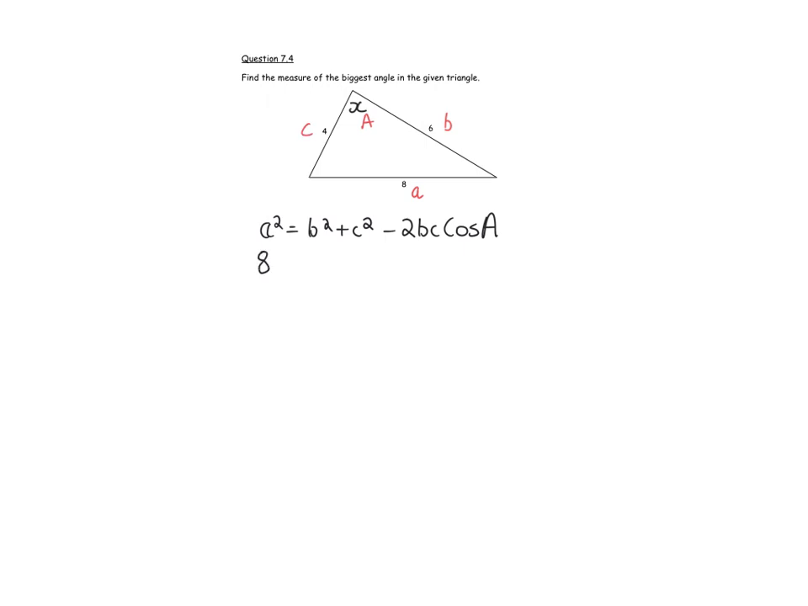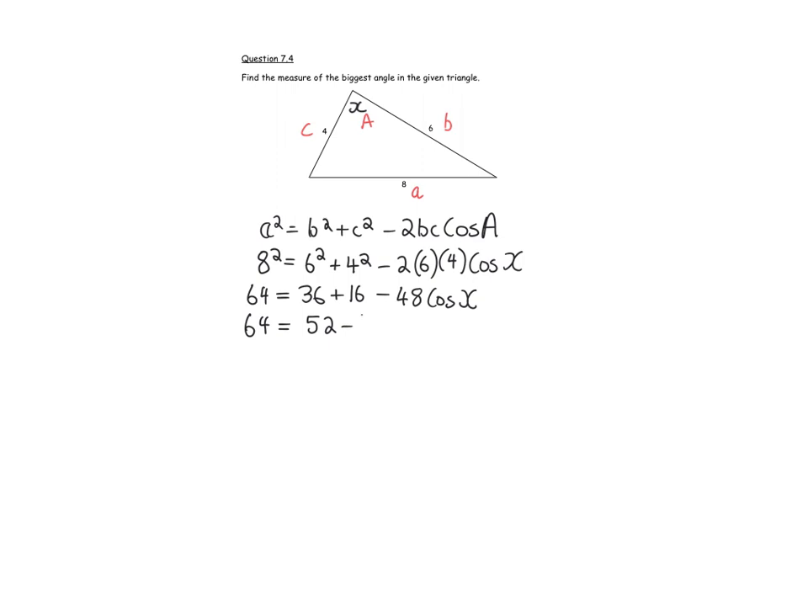So this becomes 8 squared is equal to B squared, so 6 squared, plus 4 squared, minus 2 times 6 times 4 cos of x. Then we have 8 squared, which will give us 64, 6 squared, which will give us 36, plus 4 squared, which will give us 16, minus 2 times 6 times 4 is going to give us an answer of minus 48 cos x. 36 plus 16 will give us 52, so this becomes 64 equals 52 minus 48 cos x.